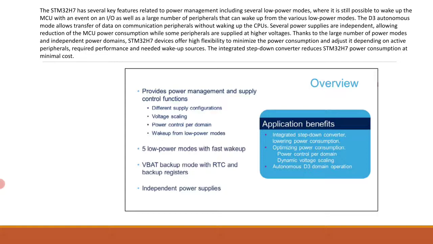The D3 autonomous mode allows transfer of data on communication peripherals without waking up the CPUs. Several power supplies are independent, allowing reduction of the MCU power consumption, while some peripherals are supplied at higher voltages.